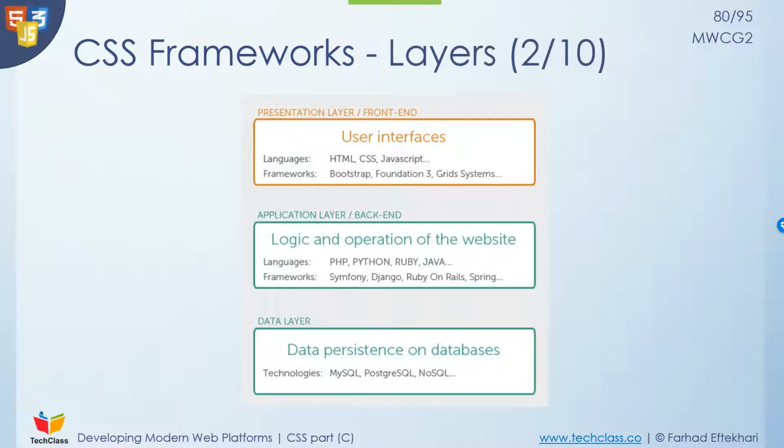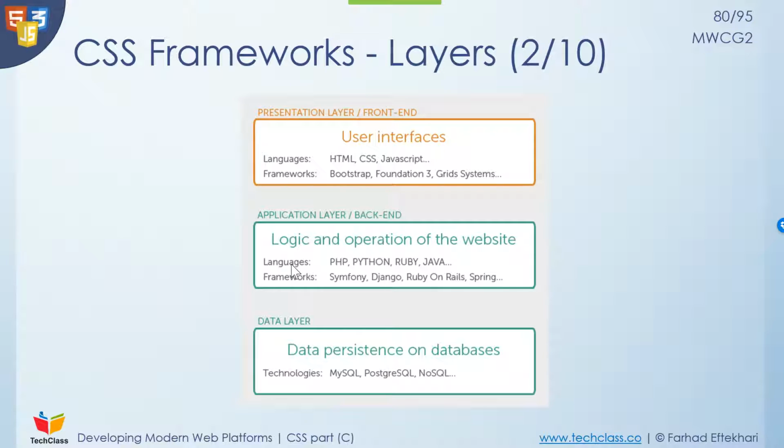Now let's talk about layers a little bit. When you are creating a web page or a website, you have different kinds of layers. You have the user interface, which is the presentation layer or your front end, where you use languages like HTML, CSS, JavaScript, and there are many frameworks to use like Bootstrap, Foundation, Grid Systems, and others. And then you have the application layer or your back end, where you do the coding, where the logic and operation of the website stands.